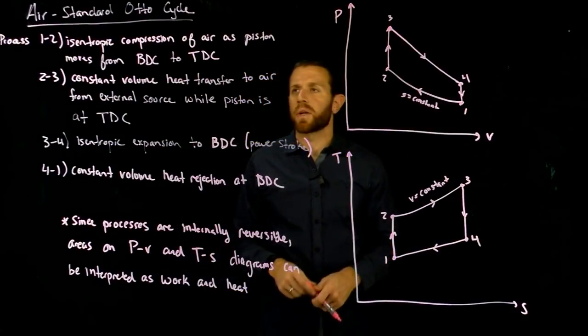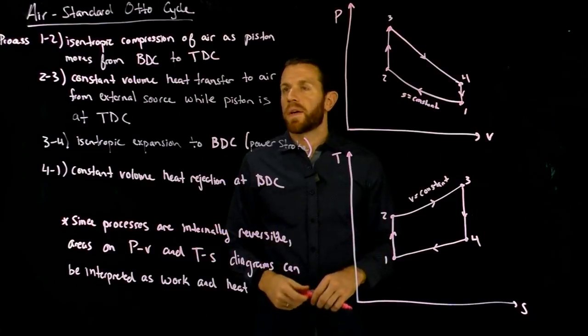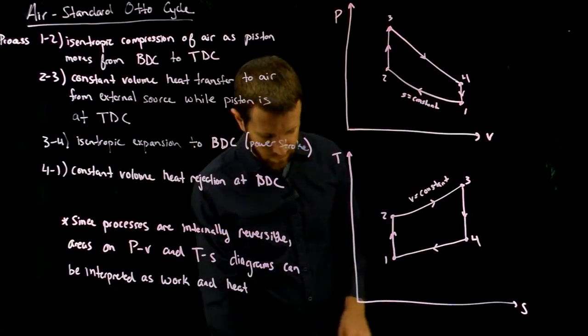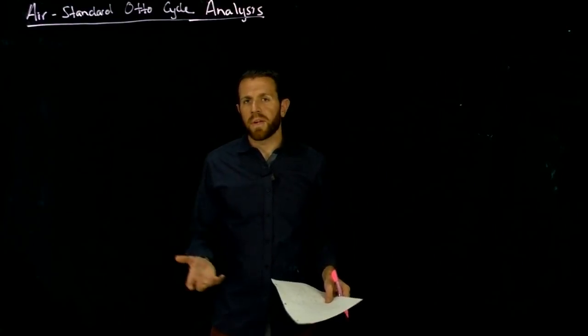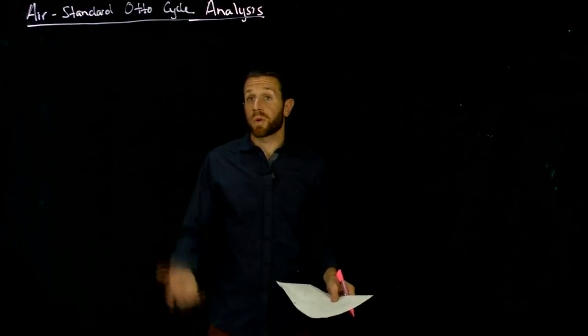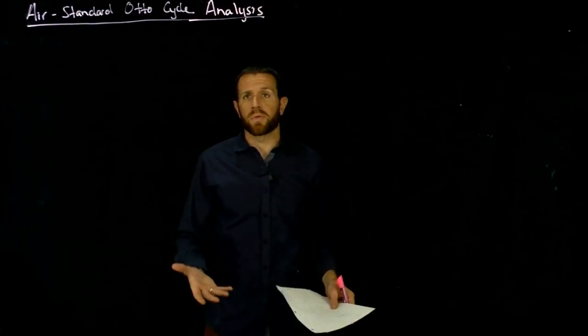All right, next let's look at how we analyze an Otto cycle. Follow along this analysis with the PV diagram and the TS diagram and the description of each process as we go through this analysis.